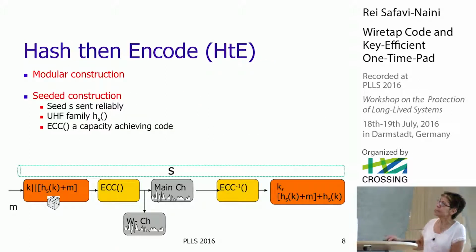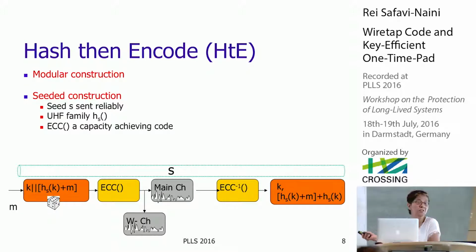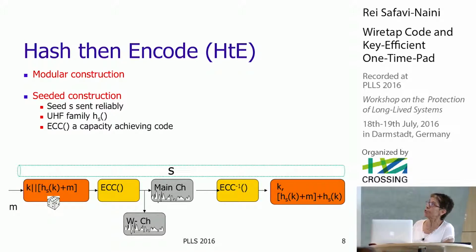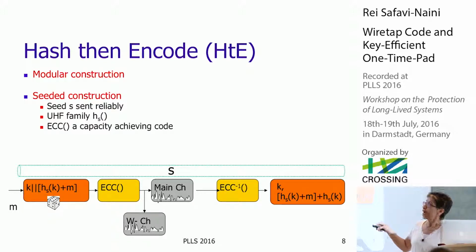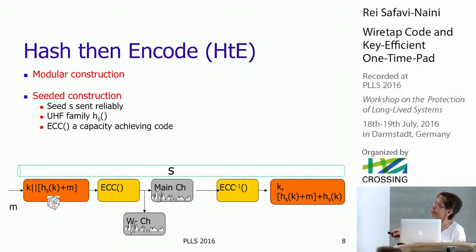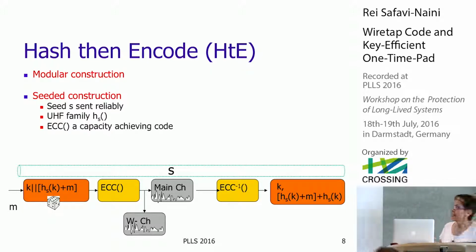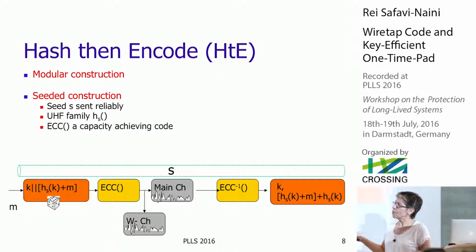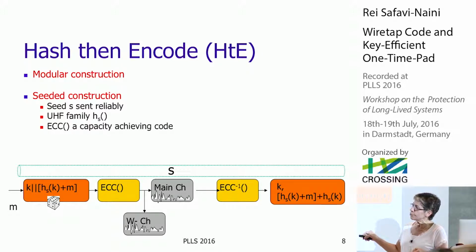Okay, so this is the new construction. This is a seeded construction, to give you an example. So this is a modular construction. Basically what the seeded construction means is that, remember that the encoding was a randomized encoder. So there are two pieces of randomness. One is the randomness seed, which you randomly choose and send over this reliable channel. And then for every encoding you have, this is the message that you want to encode. You randomly choose a key.